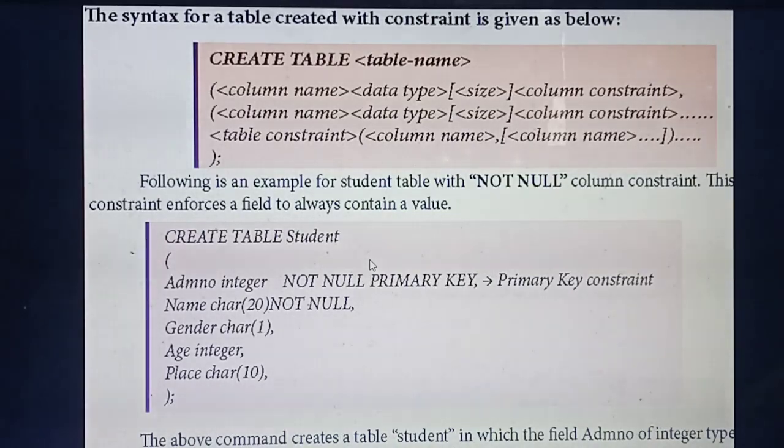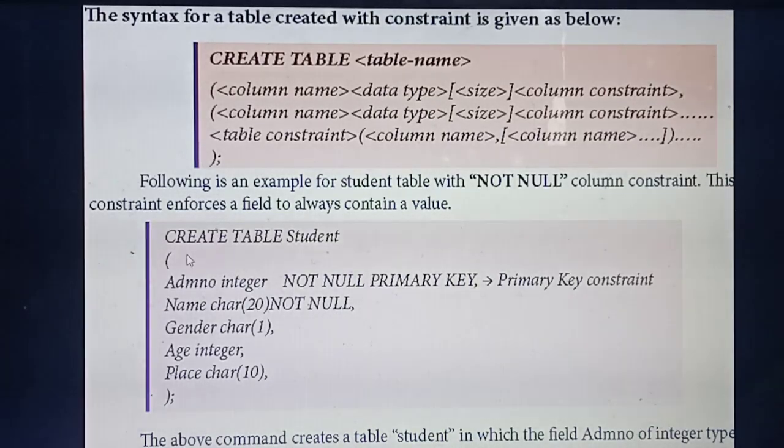See this example, then only you will understand. In this example, you are giving the column constraint not null. Which constraint are you giving? Not null. So what's the meaning of not null? The particular field will have some values. You are entering them. See this example. Listen.